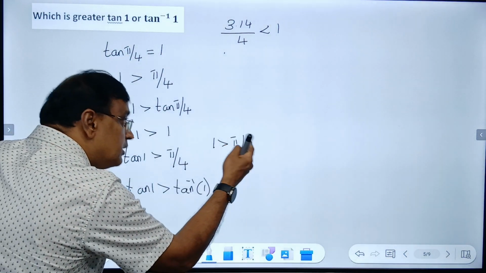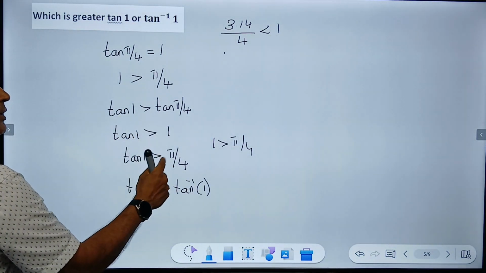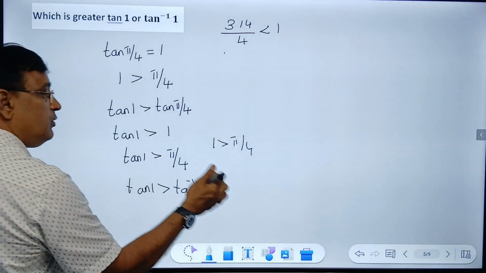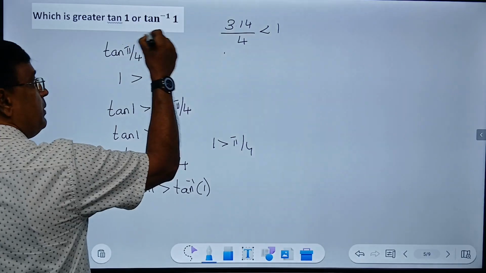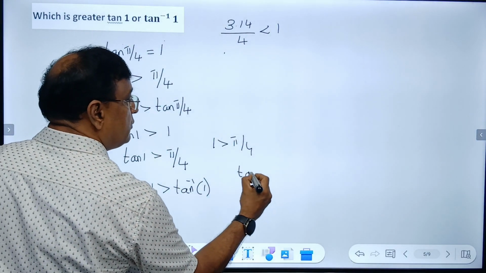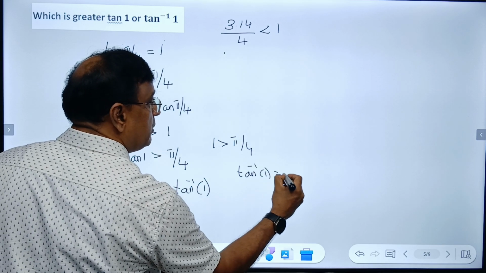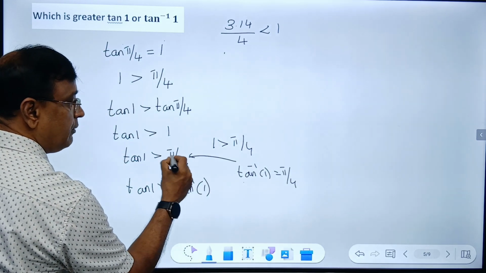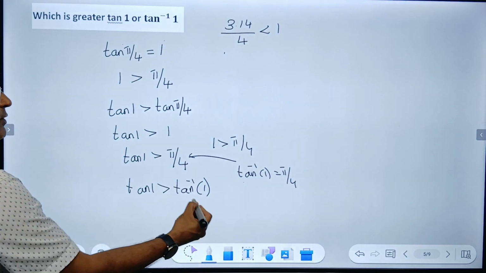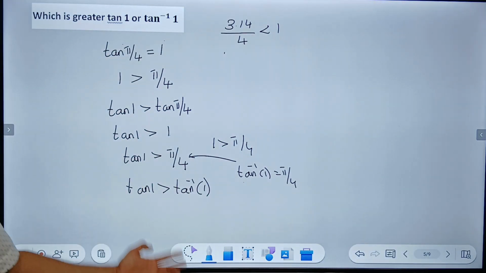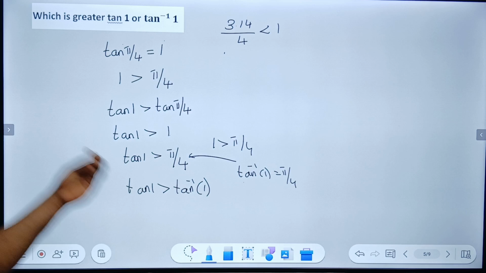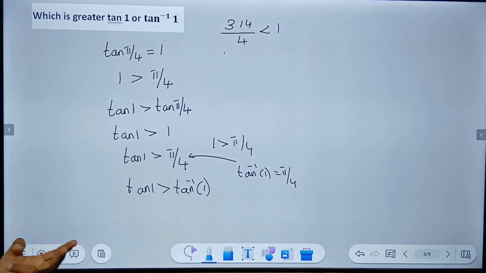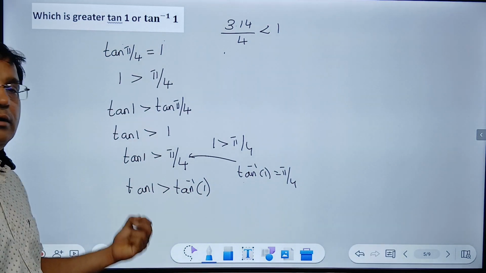Since 1 is greater than pi by 4, tan 1 will be greater than tan pi by 4. But what is pi by 4? You have tan pi by 4 is 1. So what is tan inverse of 1? That is pi by 4. So this pi by 4 is replaced by tan inverse 1. So from this you understand that tan 1 is bigger than tan inverse of 1. So it's a very simple 1 mark or a 2 mark question. Not at all complicated. I hope it's clear.